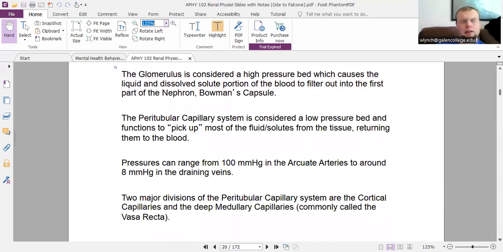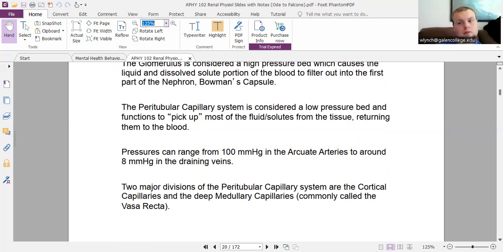Glomerulus is going to be a high pressure bed, okay? And it's going to cause the movement of fluid out of the capillaries. That filtration is going to go into the first part of the nephron, which is Bowman's capsule. Peritubular capillary system, low pressure. This is so we can pick stuff back up into the blood from the fluid of the tubule kidney, right? Again, pressures range from 100 down to 8 millimeters of mercury, depending on if we are on the arterial side or venous side.